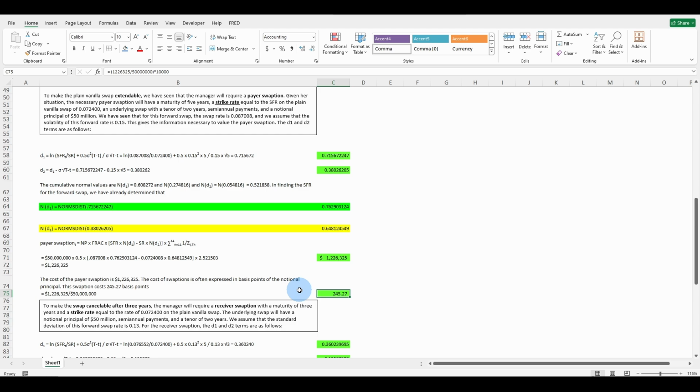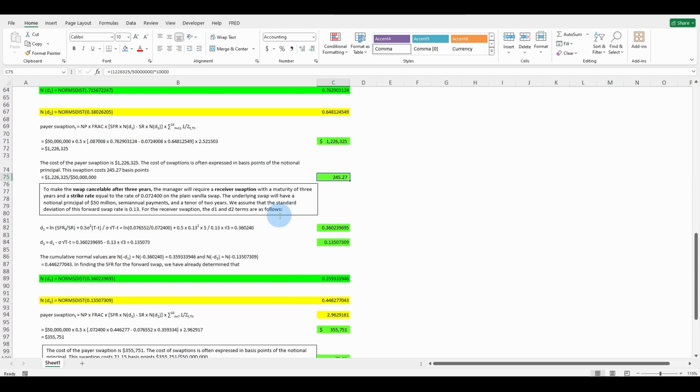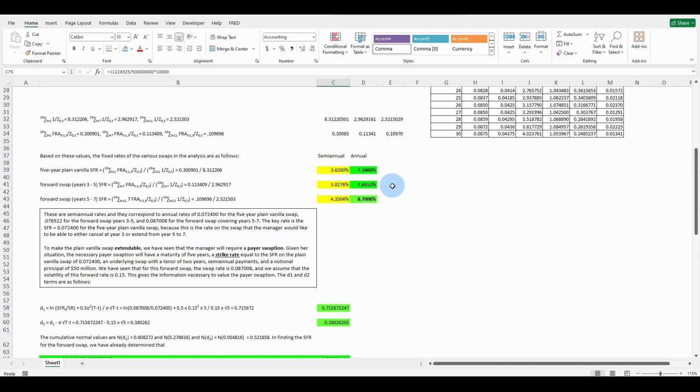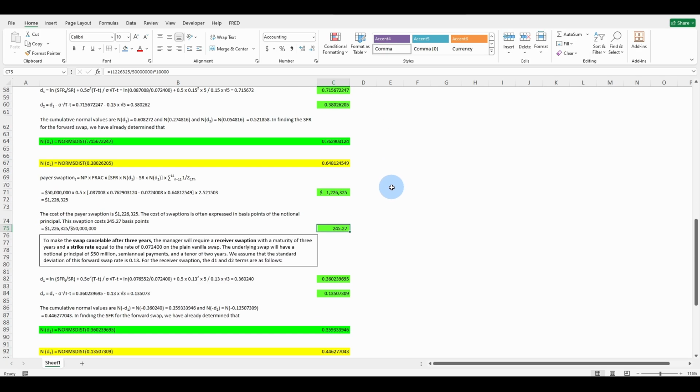To make the swap cancelable after 3 years, the manager will require a receiver swaption with a maturity of 3 years and a strike rate equal to the rate of 7.240. Again, we have to go back up here. We're looking at that 3602.396, which is the lognormal.